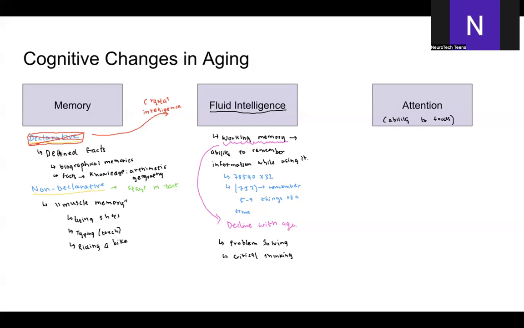Well, there are different types of attention, right? And the types of attention that I'm going to talk about today are first selective attention, as well as split attention. So these are very self-defined, like you can tell what they mean just by looking at their names. Selective attention means ability to choose what to focus on.